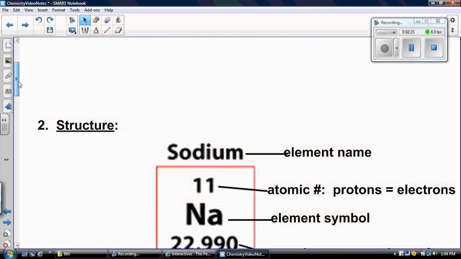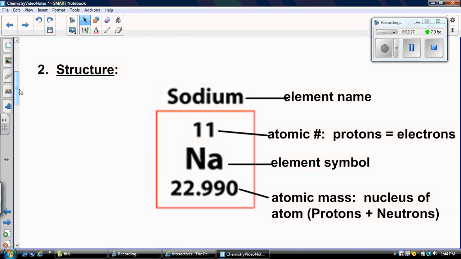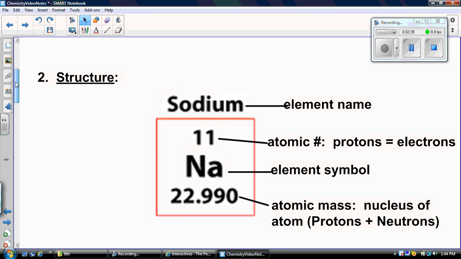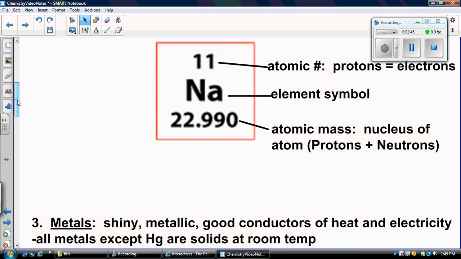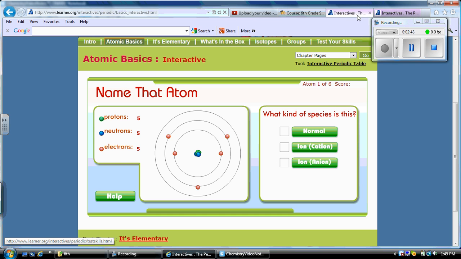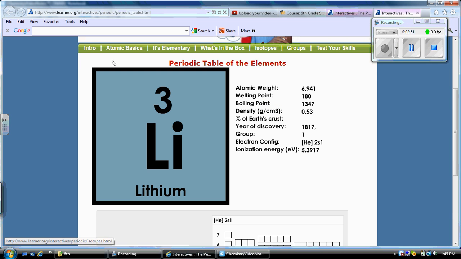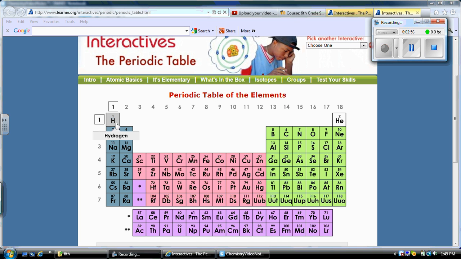Okay, so let's take a look at the structure of the periodic table. When you look at the periodic table, you see something like this. On my periodic table, the name of the element is usually underneath the symbol. This top number is the atomic number. Now remember what I just said: the periodic table is arranged by increasing atomic number. So if you look at the periodic table, it's arranged 1, 2, 3, 4, 5, 6, 7, 8, 9, 10, by increasing atomic number.